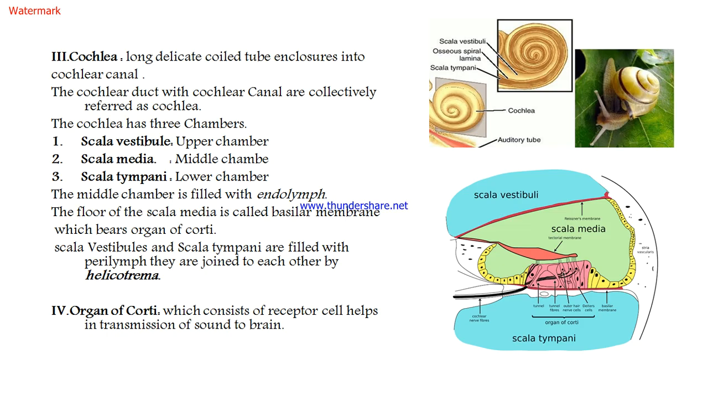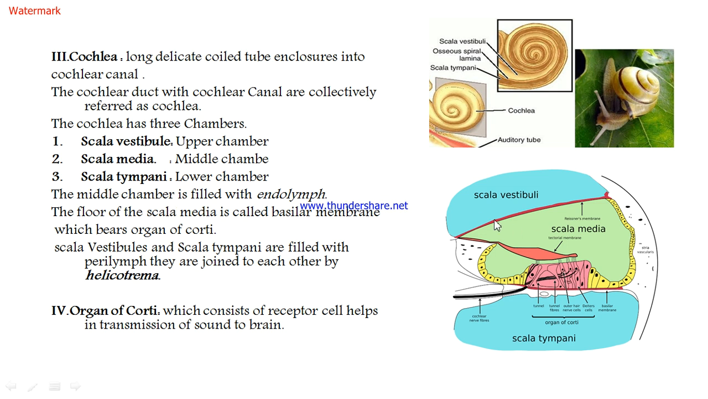The cochlea has three chambers. You see in the diagram the cochlea has three chambers. This is the TS, transverse section of the cochlea. This is a normal cochlea figure.